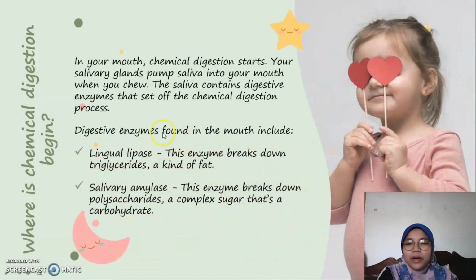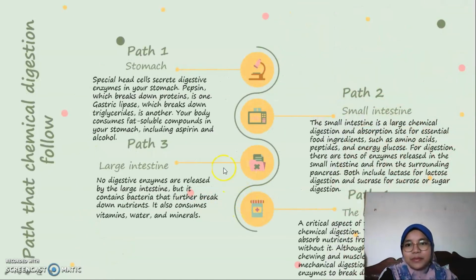Where does chemical digestion begin? It begins from the mouth, with lingual lipase. This enzyme breaks down triglycerides, a kind of fat, and salivary amylase. This enzyme breaks down polysaccharides, a complex sugar that's a carbohydrate. There are four parts of chemical digestion that follow, which are stomach, small intestine, large intestine, and the bottom line.